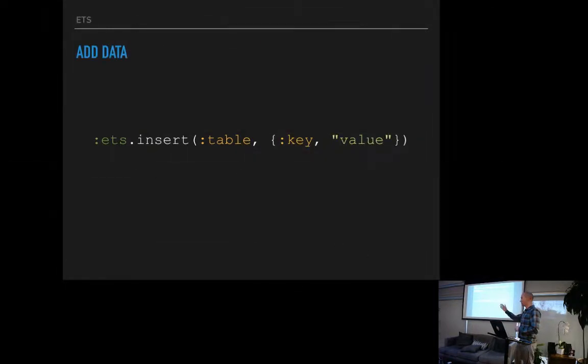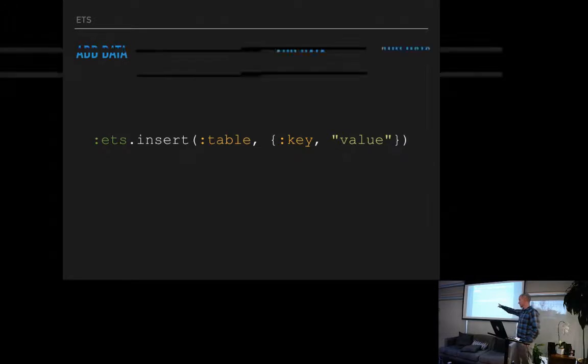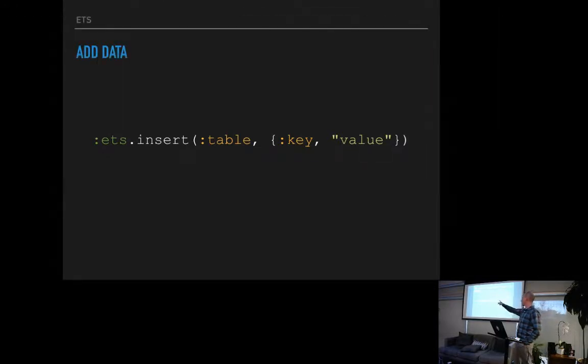This is how you insert data. :ETS. By the way, :ETS, there are a few atoms like this in Elixir that you'll see, and these are Erlang modules that you get. And ETS stands for, of course, Erlang Term Storage. So we're going to call the function insert on it, pass it the name of the table that we just created earlier, and a value.